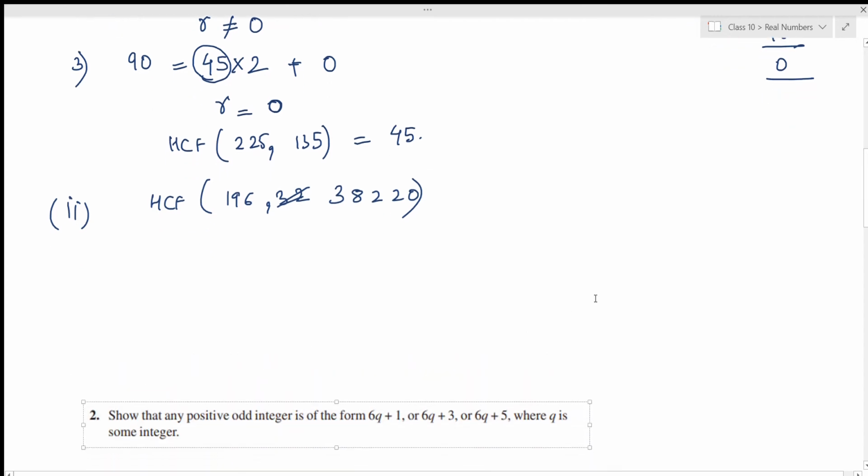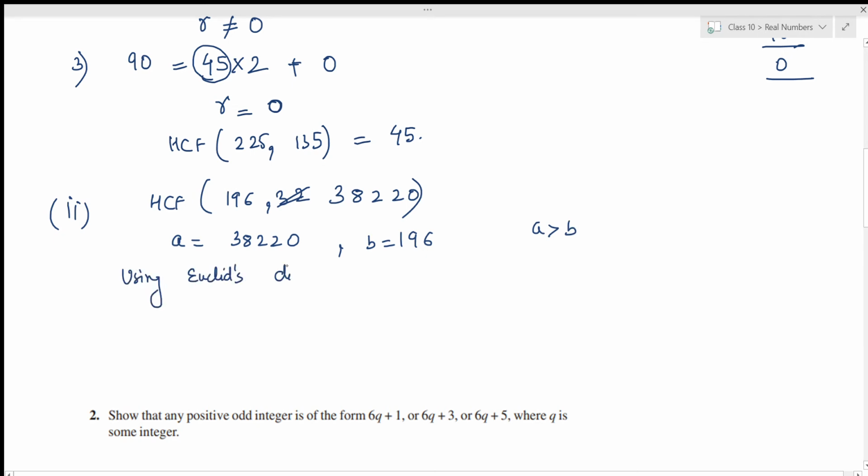Again we'll use the division algorithm, Euclid's division algorithm. Now A is 38220 and B is 196. Bigger number is always A. A is greater than B. So now using Euclid's division algorithm, step 1 will be: I need to divide 38220 by 196. So let's do the division over here.